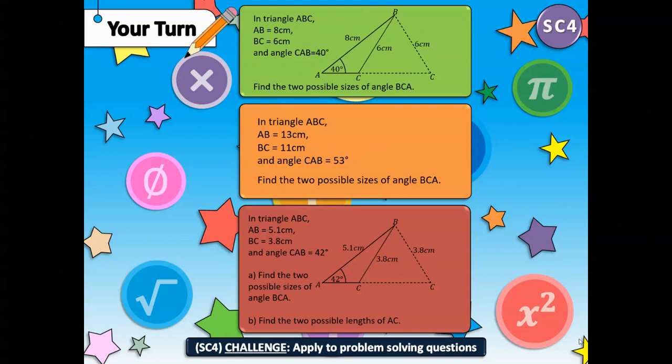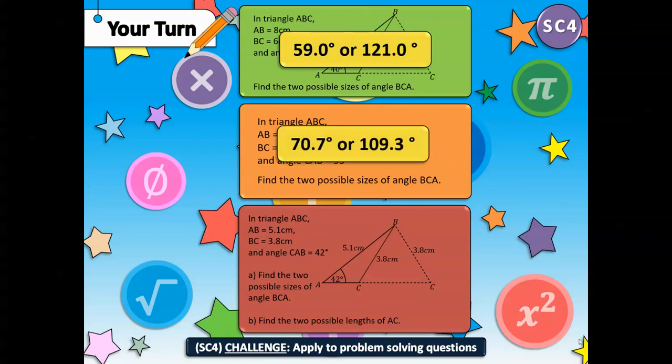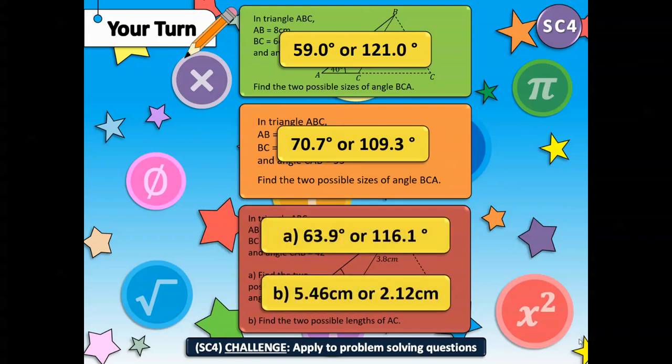Here are 3 questions for you to have a go at. Pause the video, and when you're ready to mark your work, press play. Here are your answers. So there's your green answer, there's your amber answer, and there's your red answer.